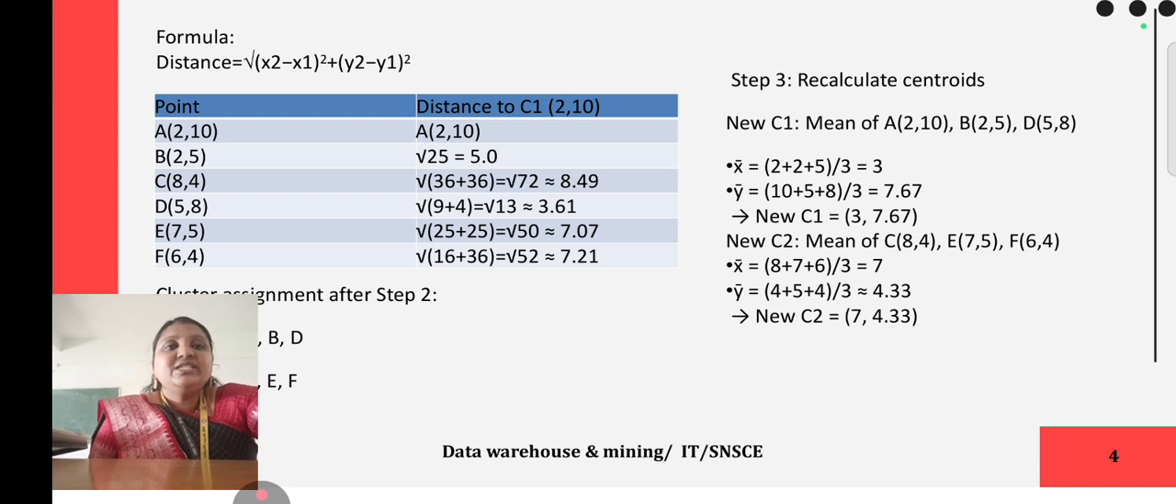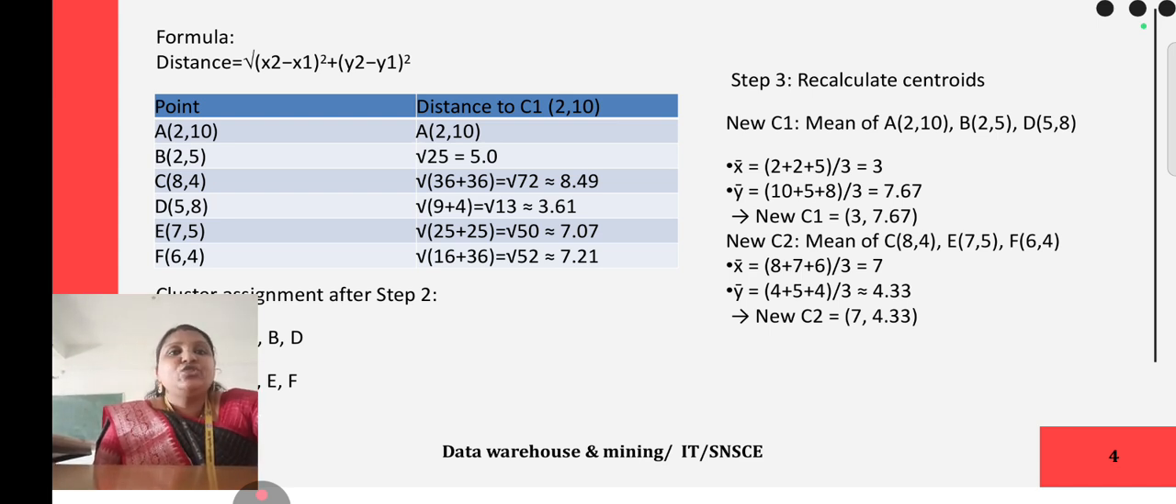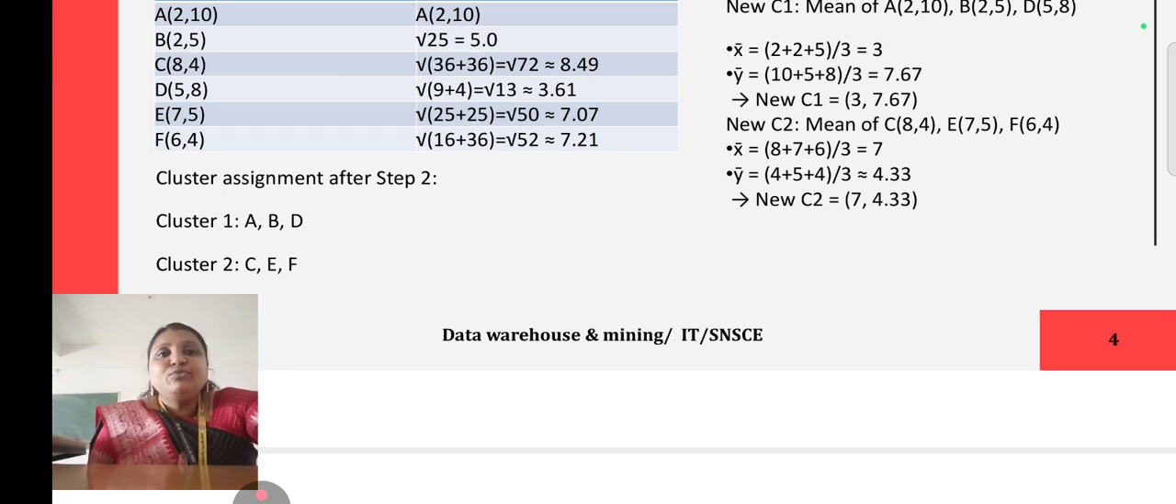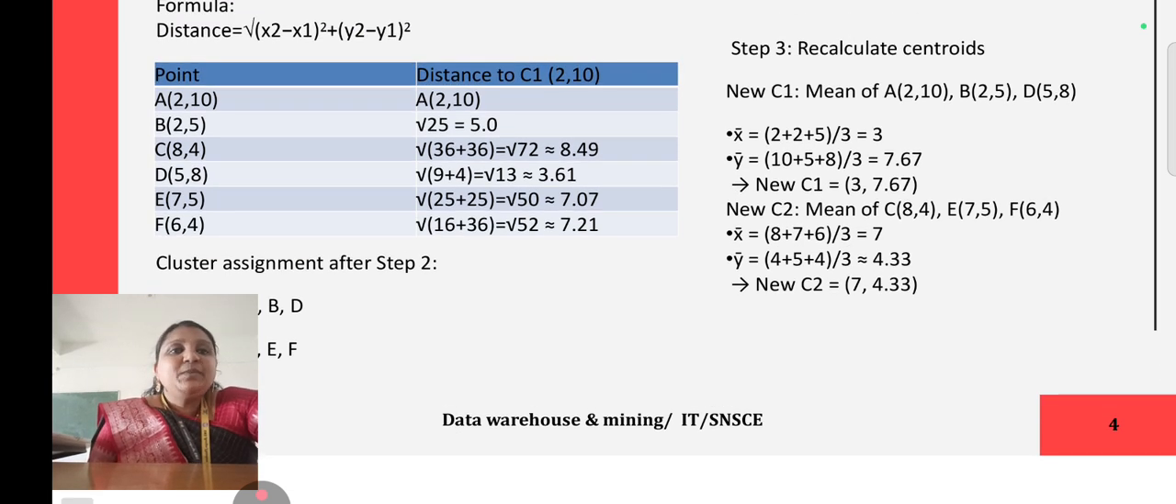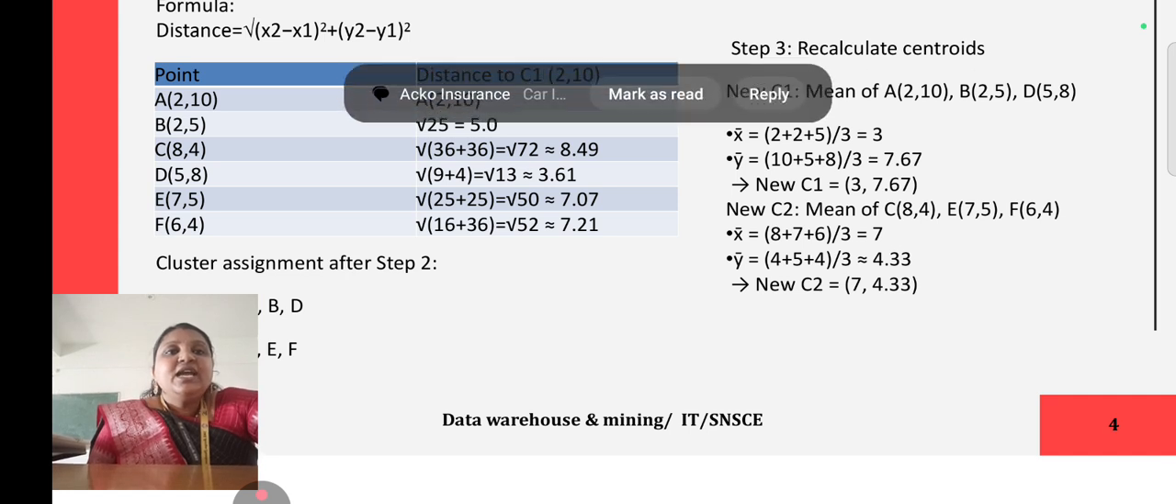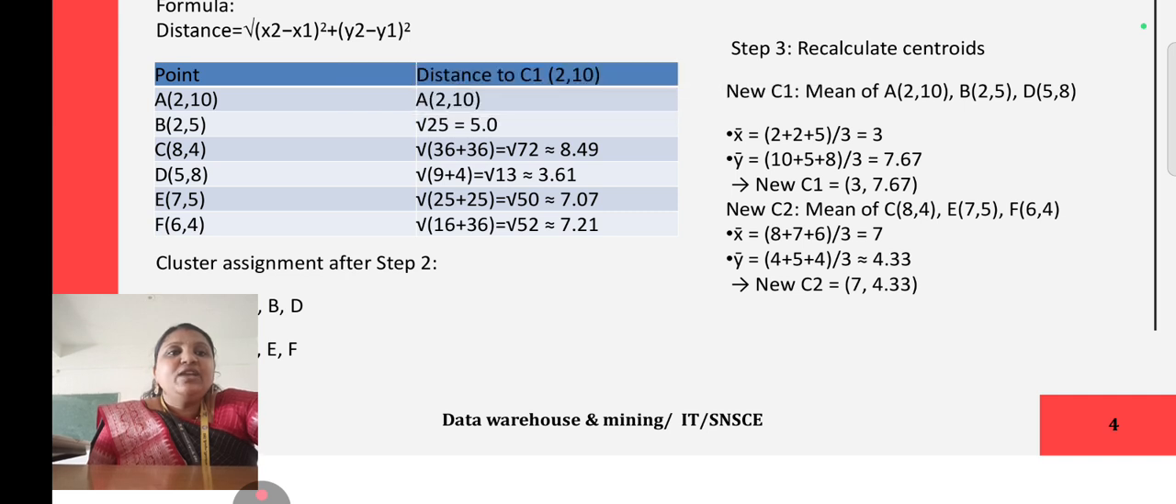Now we come to step 3. We have to recalculate the centroids. For that, the new C1 mean is taken over A, B and D, as mentioned in the step 2 finalized cluster 1. We have to calculate x bar and y bar. The x bar values are 2 for A, 2 for B and 5 for D. So 2 plus 2 plus 5, the overall mean over the 3 data points, divided by 3, gives the solution.